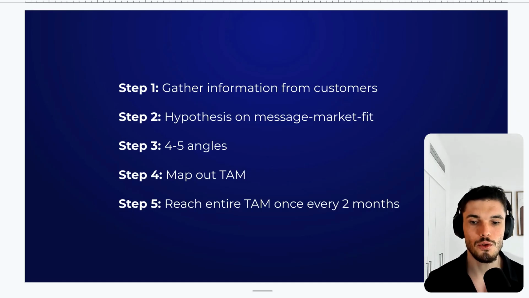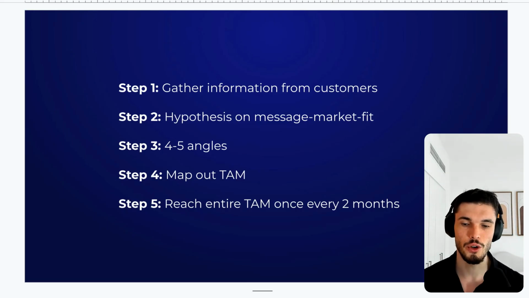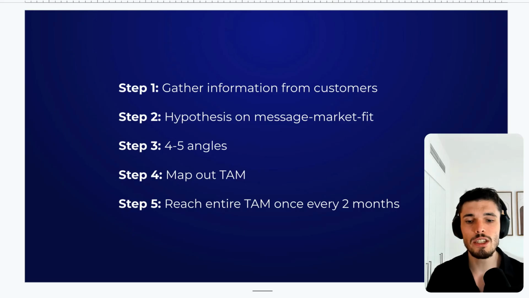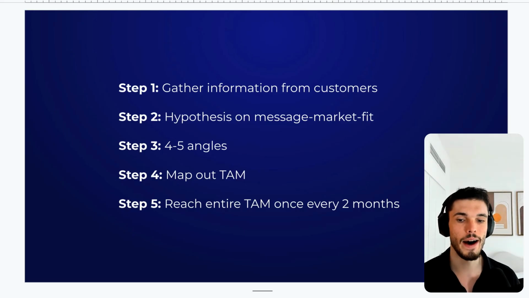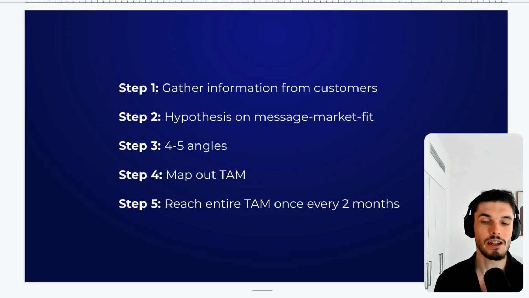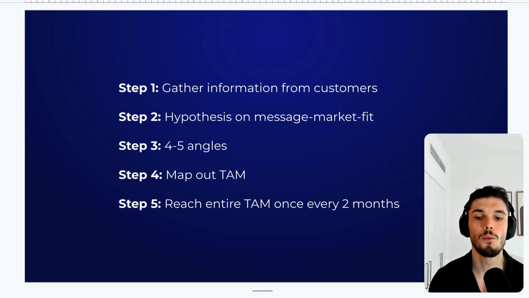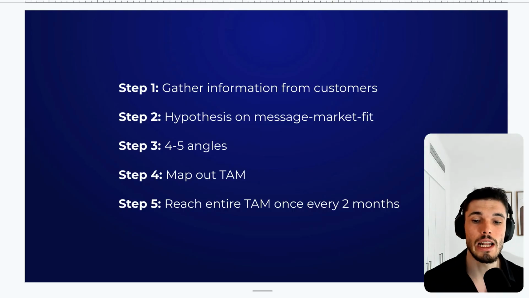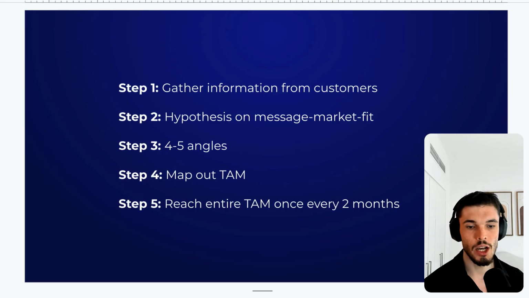Now, once you have your angles ready, you want to map out the total addressable markets, or TAM for short, which basically means that you want to find as many people that fit your buyer profile as possible. The reason why you want to do that is because the more people you can find that fit your ideal buyer profile, the more emails you can ultimately send. And the more emails you can send, the faster you're going to get data on what angles actually work. The data becomes more statistically significant because you send more emails. You have a larger data set to work with.